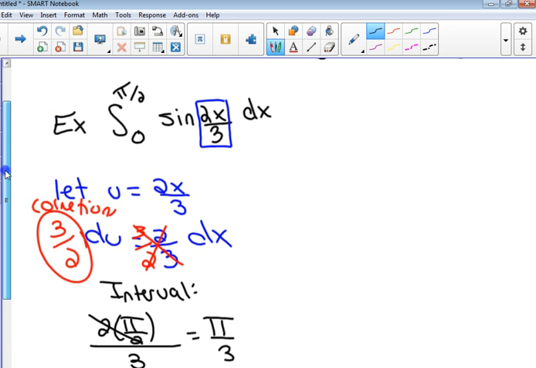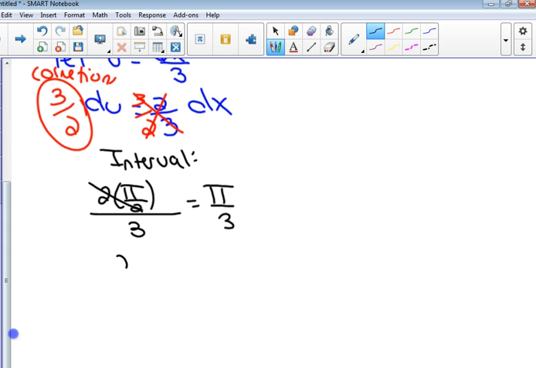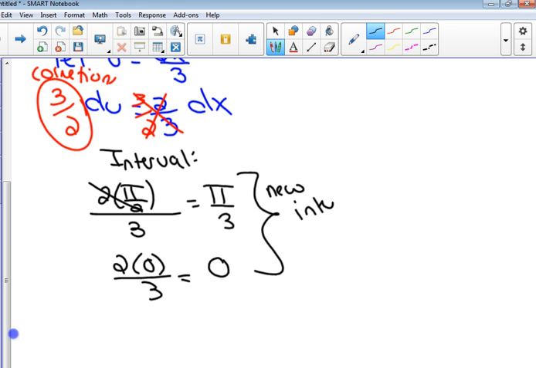Same thing we have to do with the 0. So we put 0 in here. 2 times 0 is just going to be 0. So these are going to be the new intervals.